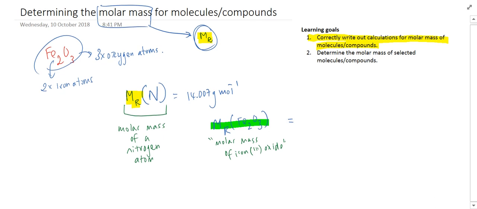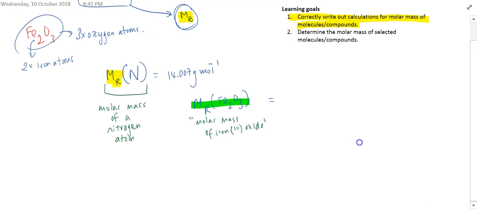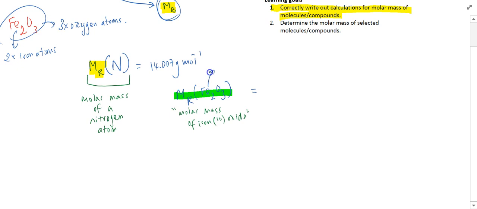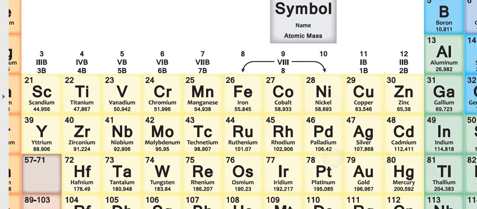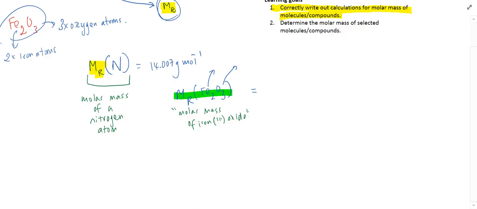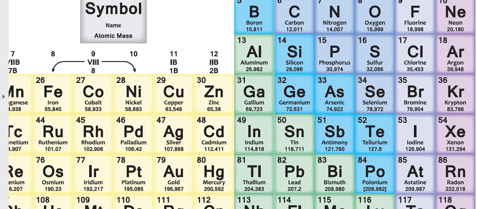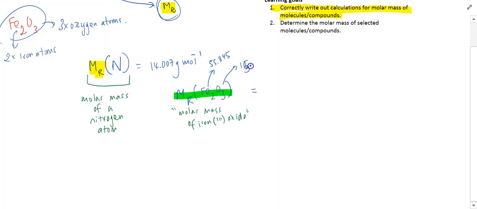Okay, so you would know how to work out the molar mass for a single element. So we'll start there. We have to work out what the molar masses are for both iron and oxygen. So you go to the periodic table, and we find out iron's molar mass is 55.845, and oxygen's molar mass is 15.999. So these are both in grams per mole. Now the chemical formula tells us that there are two iron atoms and 3 oxygen atoms. So we need to take this into account.